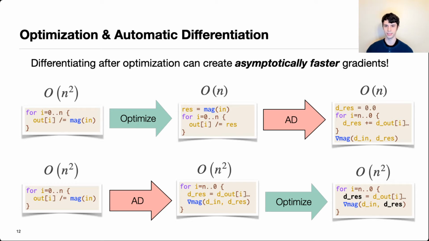As a consequence, we see that it's highly beneficial to first optimize your program and then run automatic differentiation. Specifically, in doing so, you're able to get an asymptotically faster gradient, which is unfortunately not something that can be done via these existing tools.